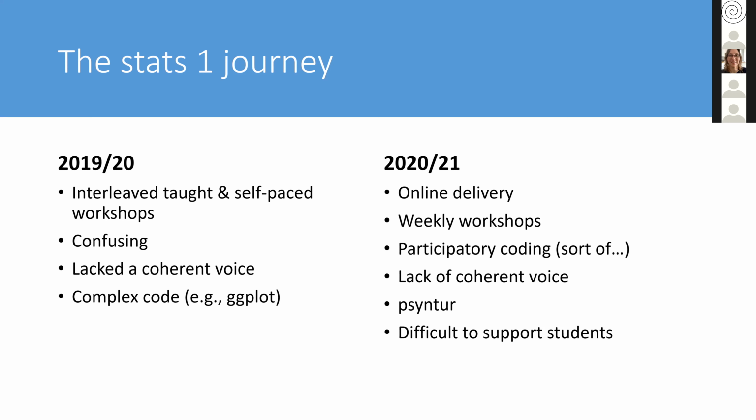We also found that what we lacked was a coherent voice throughout the entire module. And that's something that I'll come back to later, but it's really important, I think, to have this coherency throughout the entire module. So what we had here was different lecturers writing different workshops in their own style, using their own code for the way they would run a t-test or the way they would visualize data. And so students were just getting different bits of code thrown at them and being expected to figure it out. And some of that code, particularly for visualization, was quite complex.